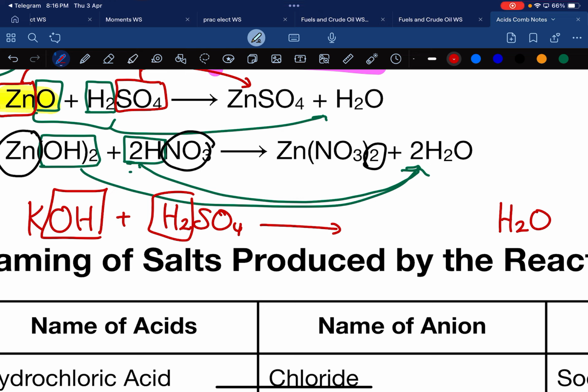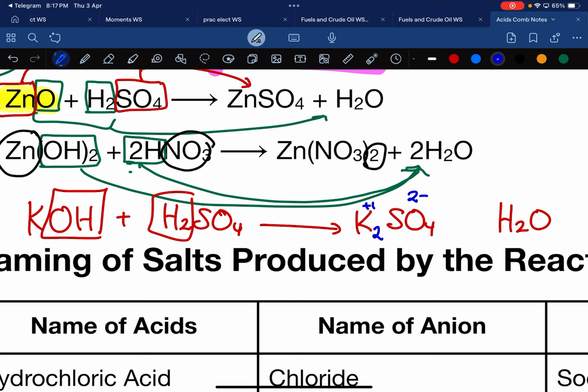Don't worry. Form your salt first. Your salt is K2SO4. What's the charge of sulfate, Eva? SO4 what? 2 minus. Jared, what's the charge of potassium? Plus 1. So how many potassium do I need? How many potassium will I need for my sulfate? 2. So I put 2 here.